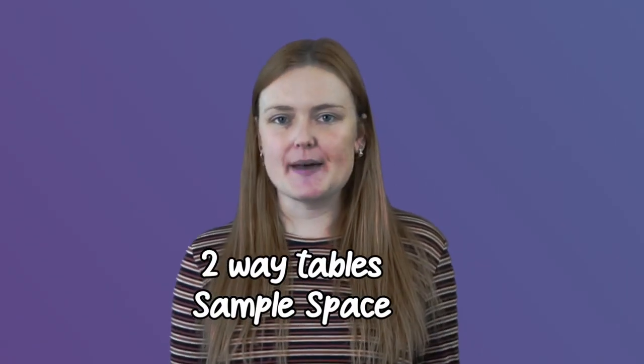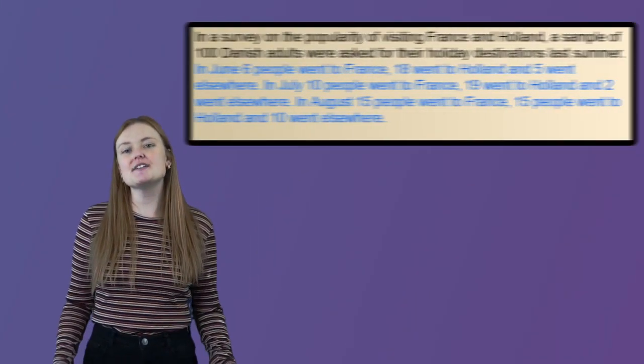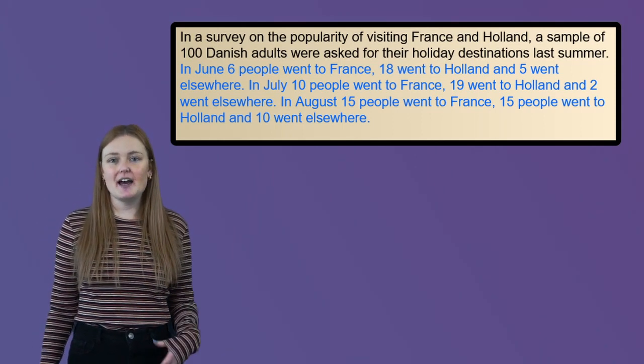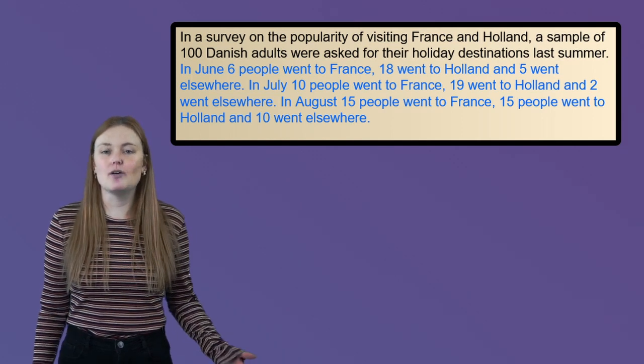In this video, we're going to look at two-way tables and sample space. Two-way tables are a nice way of laying out two pieces of information and showing it clearly and concisely. So for example, if someone does a survey of 100 people and they were asked where they went on holiday and in which month, June, July or August.